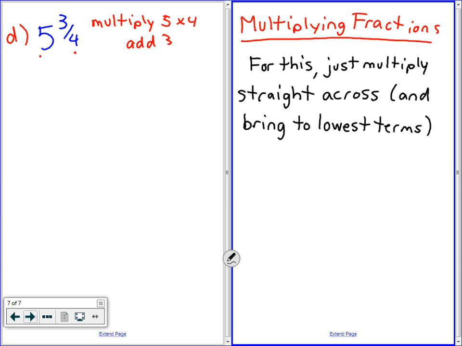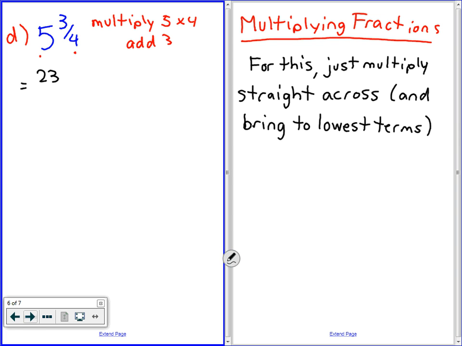So all we're going to do is take the numerator of one and times by the numerator of the other one, and then the denominator of one and times by the denominator of the other one. The thing to remember is it has to be in this form, whoops, I should have actually written down my answer, 23/4. Sorry about that. The point is it has to be in this form because you have to multiply straight across. All right.